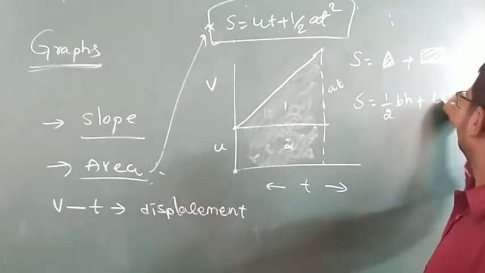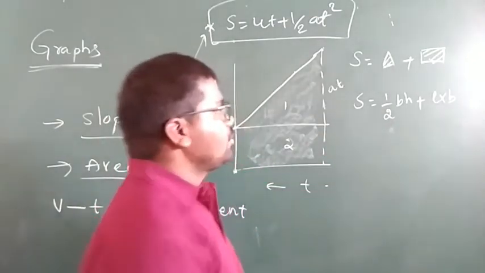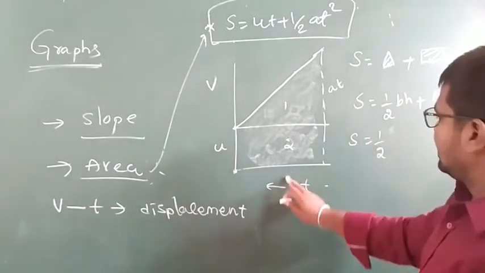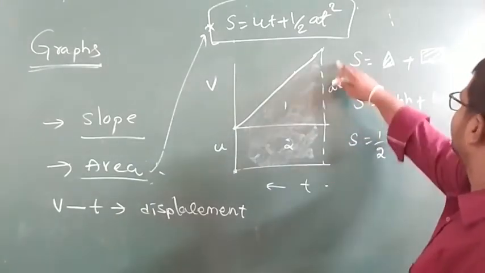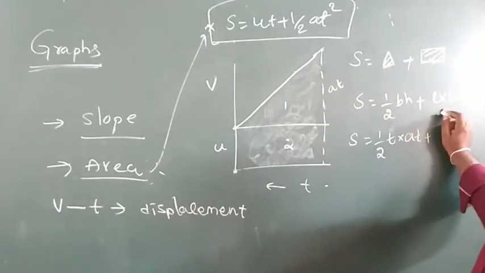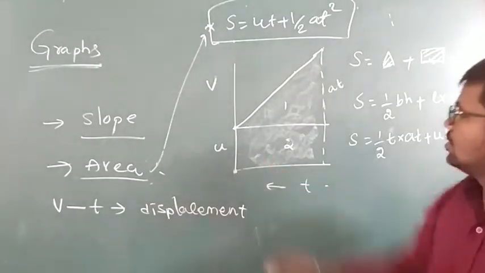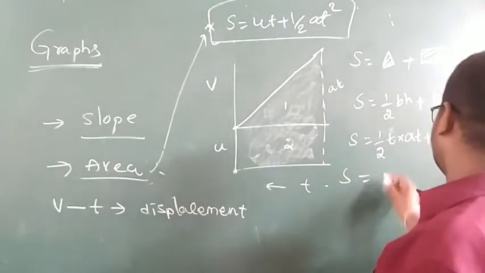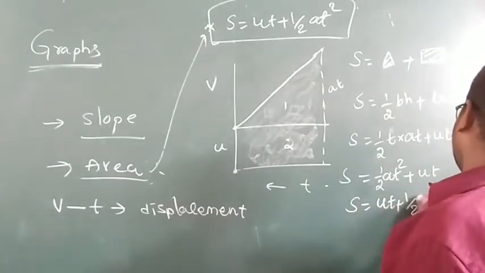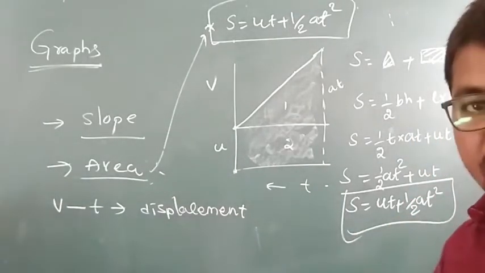So next, length into breadth, L into B. In this, S is equal to 1 by 2 base into height plus L into B. Now S is equal to 1 by 2 base times T, height AT, plus length into breadth, U into T. So U into T. Rearrange this: 1 by 2 AT square plus UT. S is equal to UT plus 1 by 2 AT square.